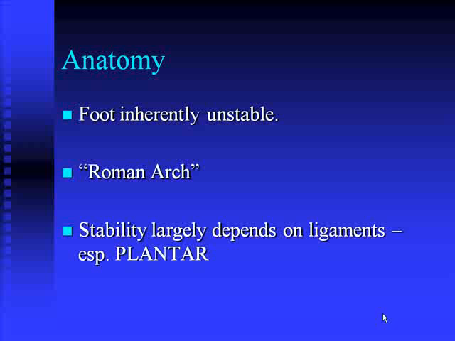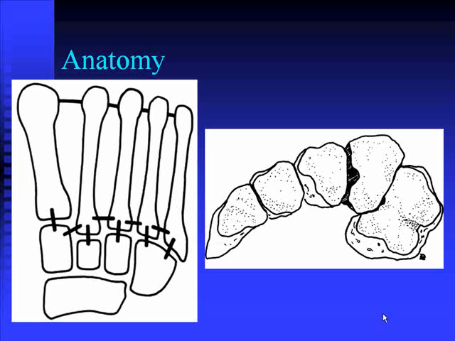And we have to remember that the stability of the foot depends largely on the ligaments, and the ligaments are the strongest on the plantar aspect of the foot. And that also explains, along with the bony anatomy, why most of these dislocations are dorsal rather than plantar. You can see this little diagrammatic example of the ligaments.